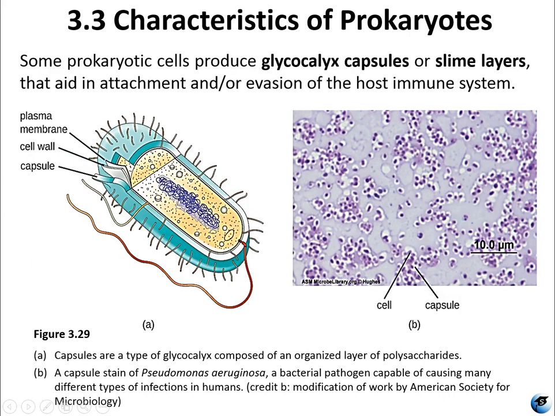Some prokaryotic cells produce things called glycocalyx capsules. So we've had a look at capsule staining already. This is a capsule stain where the background is dark and the cells are dark and the capsules are surrounding the cells.